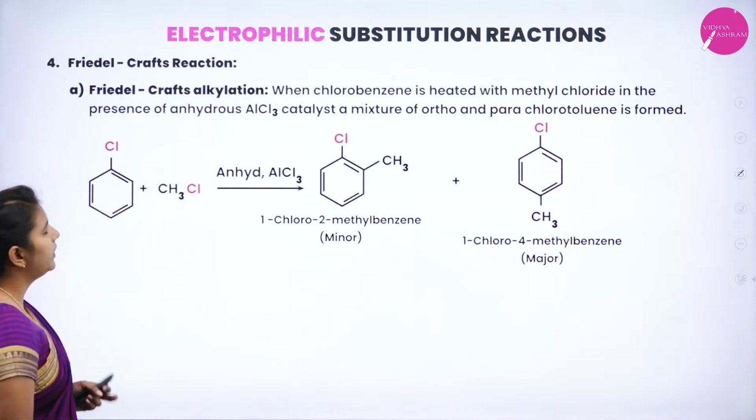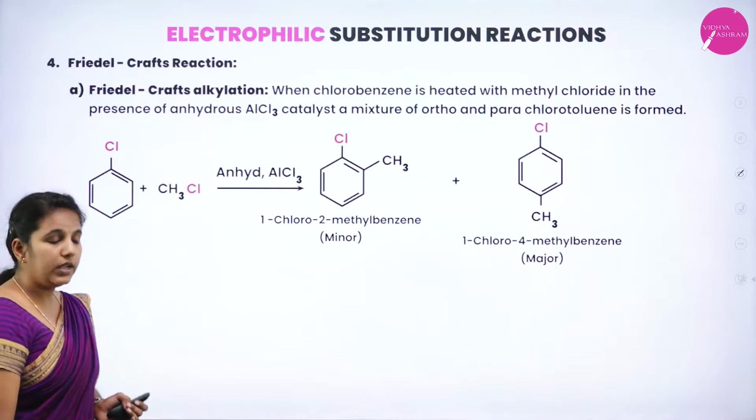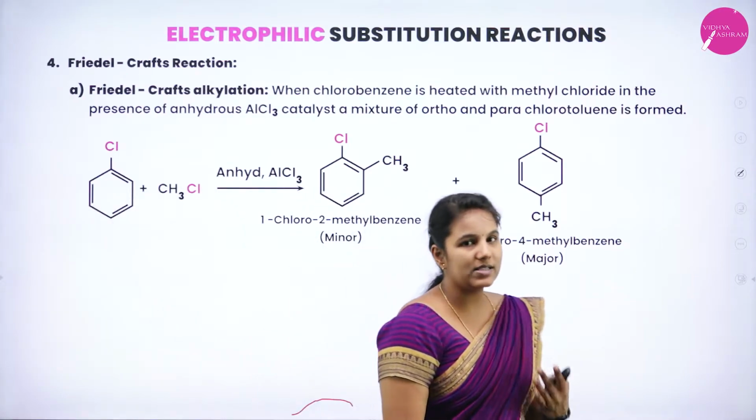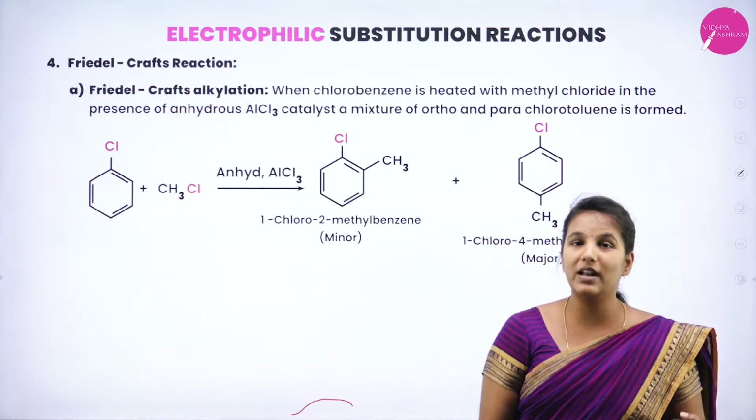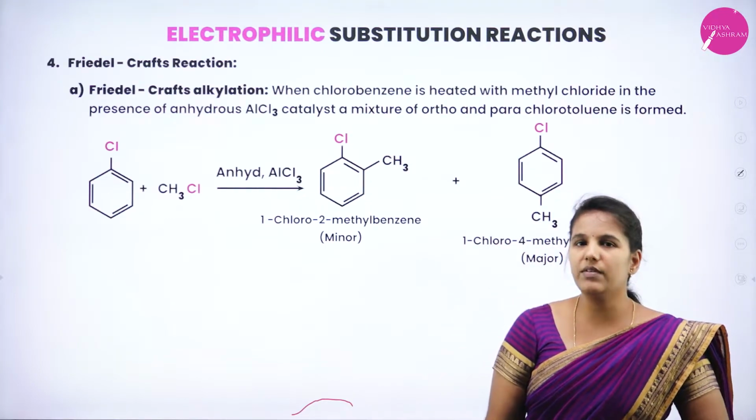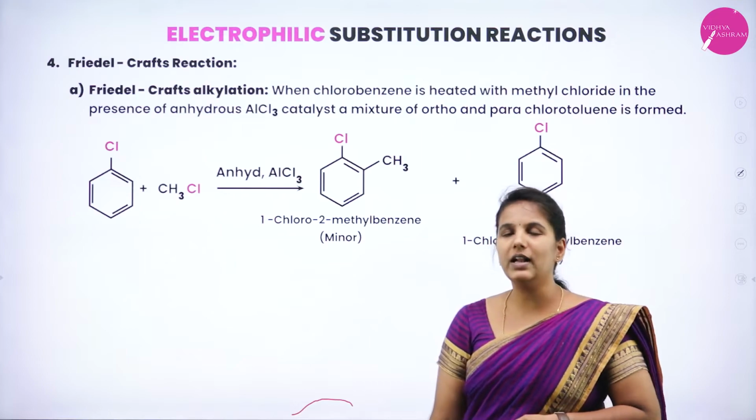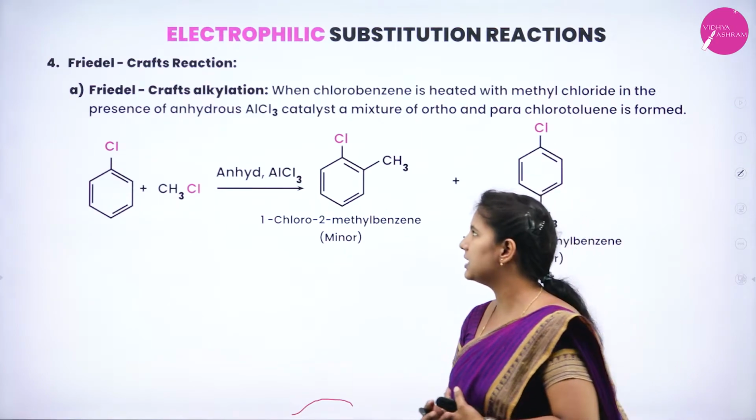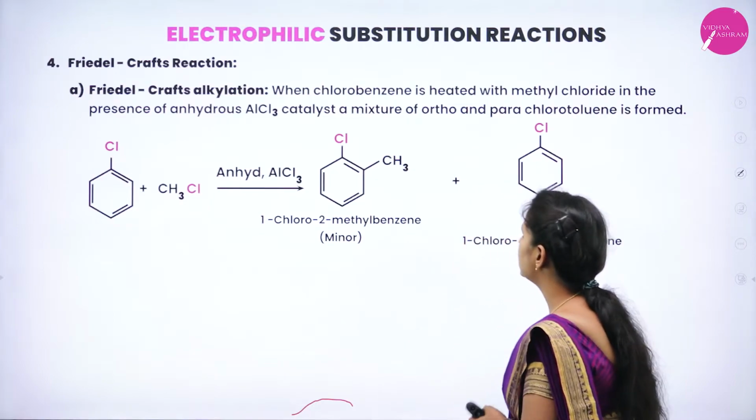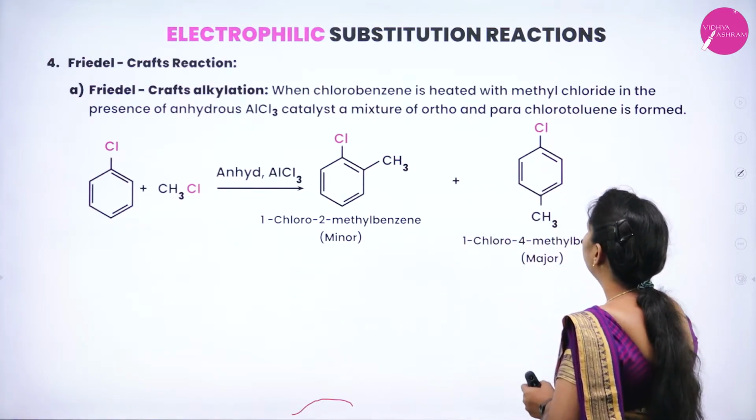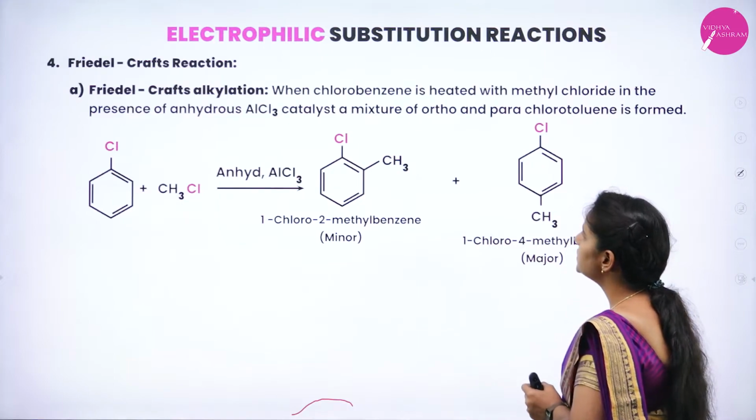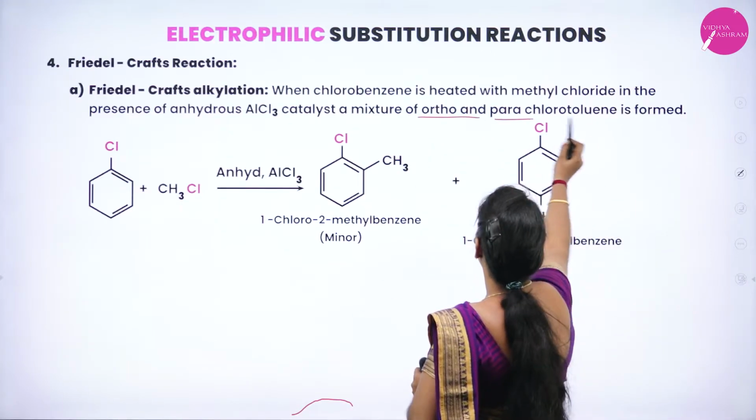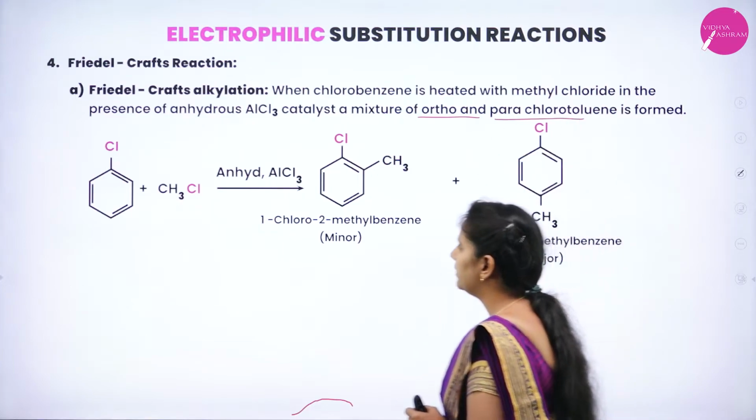Next, we have Friedel-Crafts reaction. So, here also the Friedel-Crafts reactions are of two types. The Friedel-Crafts acylation and another one is Friedel-Crafts alkylation. We'll see the alkylation first. So, the Friedel-Crafts alkylation means the process of adding an alkyl group to the benzene ring. Okay. So, when chlorobenzene is heated with methyl chloride in the presence of anhydrous aluminium chloride as a catalyst, a mixture of ortho and para chlorotoluene will be formed.